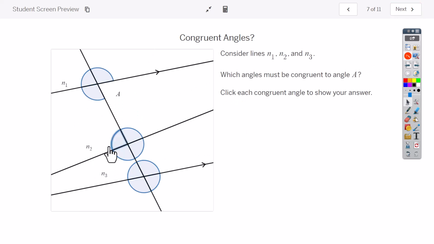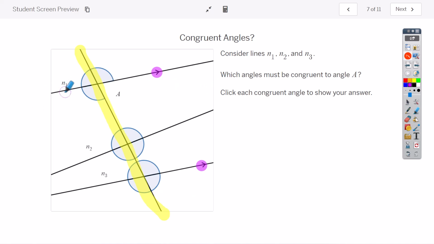All right, let's take a close look at this figure. I want to introduce the word transversal here because I've got one long line that passes through three other ones. You'll hear that being referred to as a transversal line. Let me just highlight it here. That's our transversal line, and it cuts through these other lines. There's three other lines.